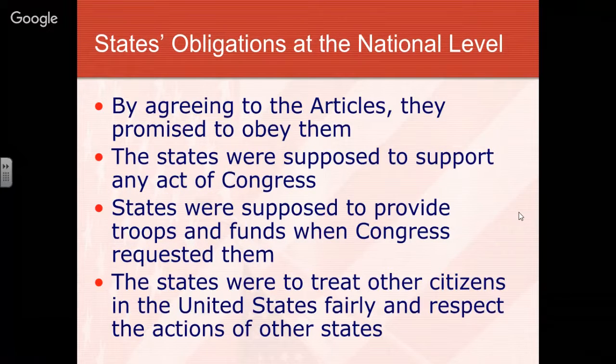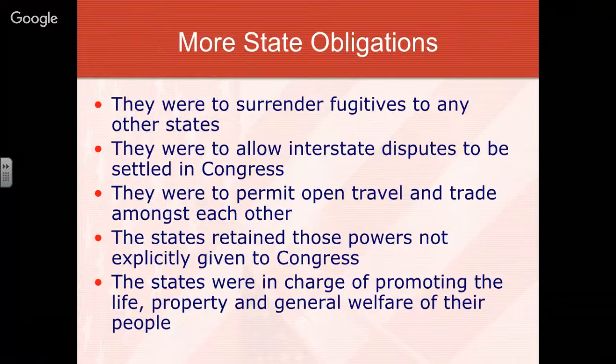So, what were the states' obligations? Well, by agreeing to the Articles, they promised to obey them. The states were also supposed to support any act of Congress and were supposed to provide troops and funds when Congress requested them. They were also to treat other citizens in the United States fairly and respect the actions of other states. The states were also supposed to surrender fugitives to any other state, allow interstate disputes between states to be settled in Congress. They were supposed to permit open travel and trade amongst each other and also retained any powers not explicitly given to Congress. The states themselves were in charge of promoting the life, property, and general welfare of their people.